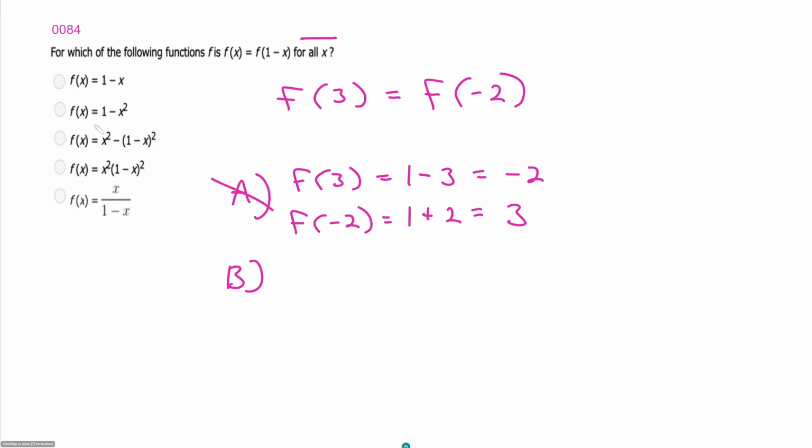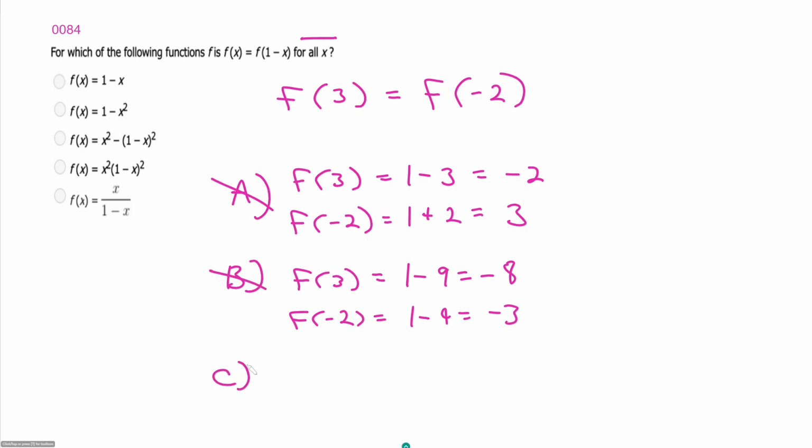Answer choice B says f of 3 would be equal to 1 minus 3 squared, which is 1 minus 9, that's negative 8. F of negative 2 would be 1 minus negative 2 squared. That would be 1 minus 4. These will not be equal to each other, because negative 8 is not equal to negative 3. B can be eliminated. And you can see that if you choose unique numbers, you don't want to choose 0 or 1 or anything like that, because then you're increasing the chances of getting 2 choices that are equal to each other. But if you choose unique numbers, you usually can eliminate the 4 wrong answer choices.